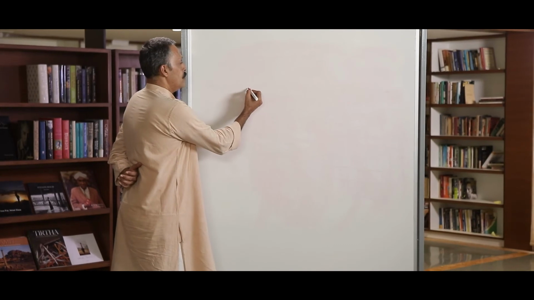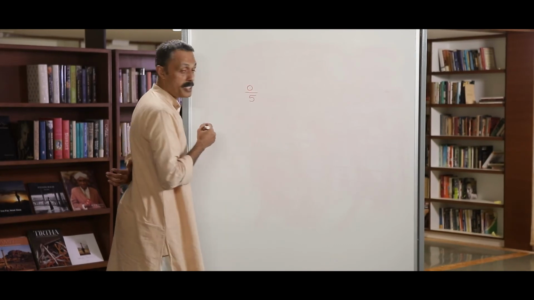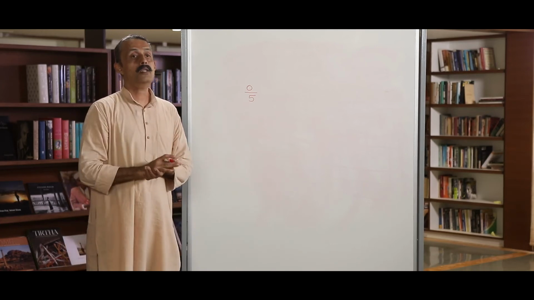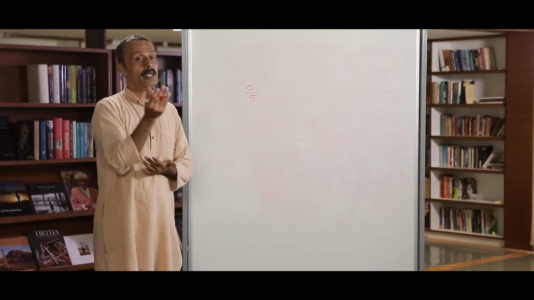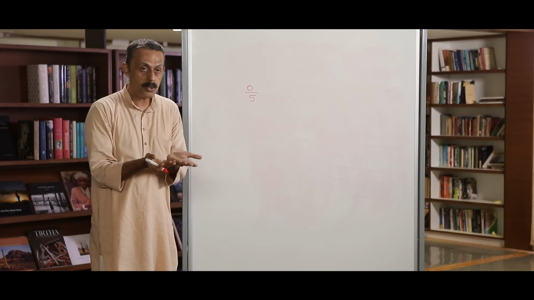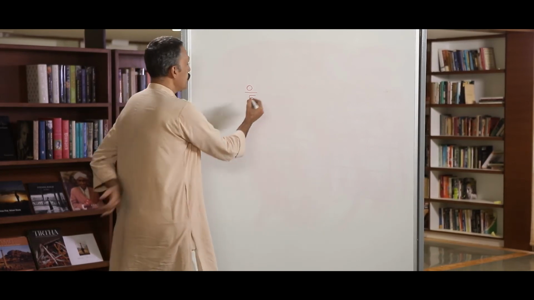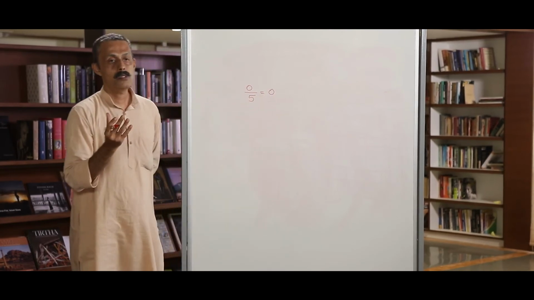First, if I divide 0 by 5, that is, if I have nothing, but I have to share it among 5 people, is it possible? How much will each get? I have nothing. I have to give nothing to 5 people. That means each one got nothing.